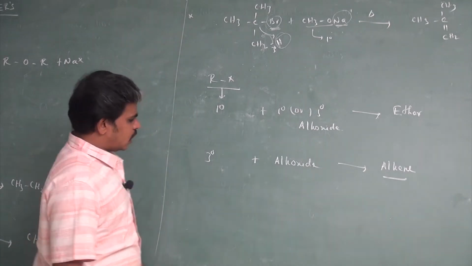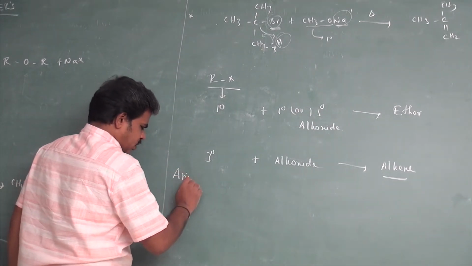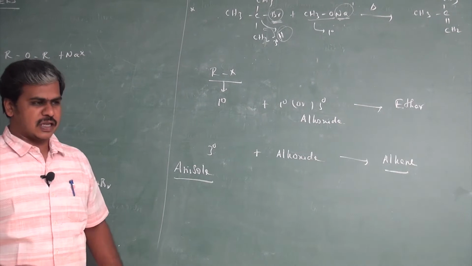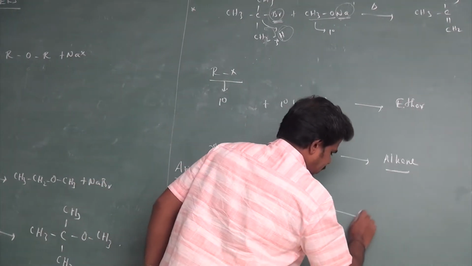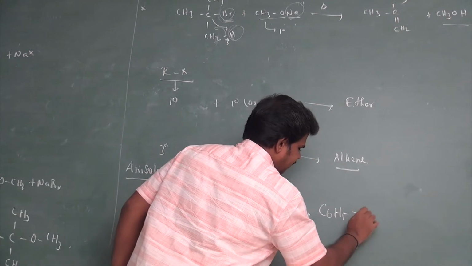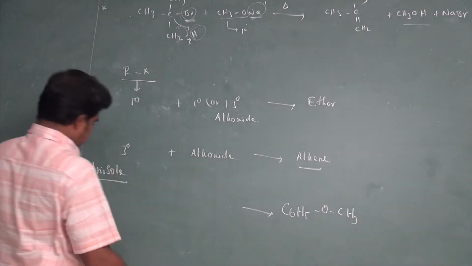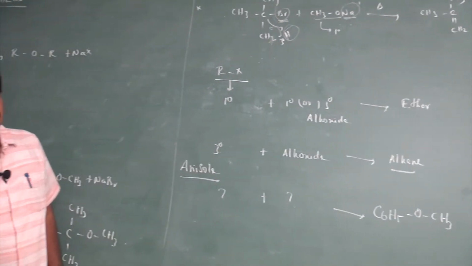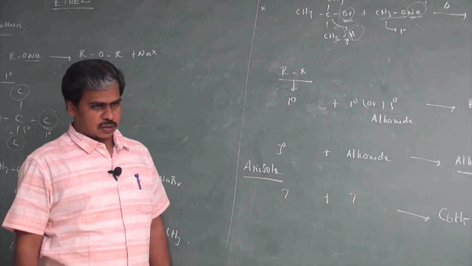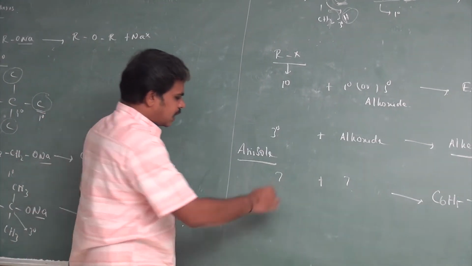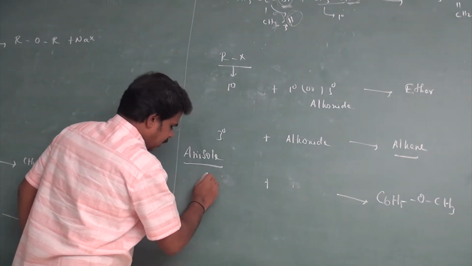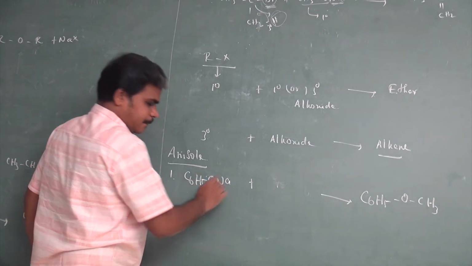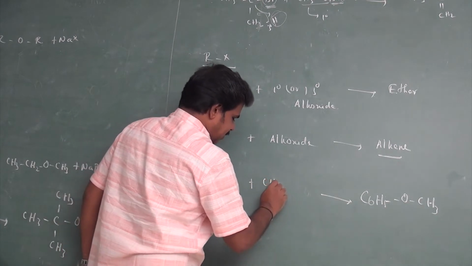So only when a primary alkyl halide is reacted with the alkoxide are we getting an ether. Now the same way for anisole preparation, Williamson ether synthesis is also used to prepare anisole. Suppose we are preparing anisole. What is anisole? It is C6H5OCH3. By Williamson ether synthesis, what are the reactants for anisole preparation? There are two possibilities. The first one is C6H5ONa and CH3Br.